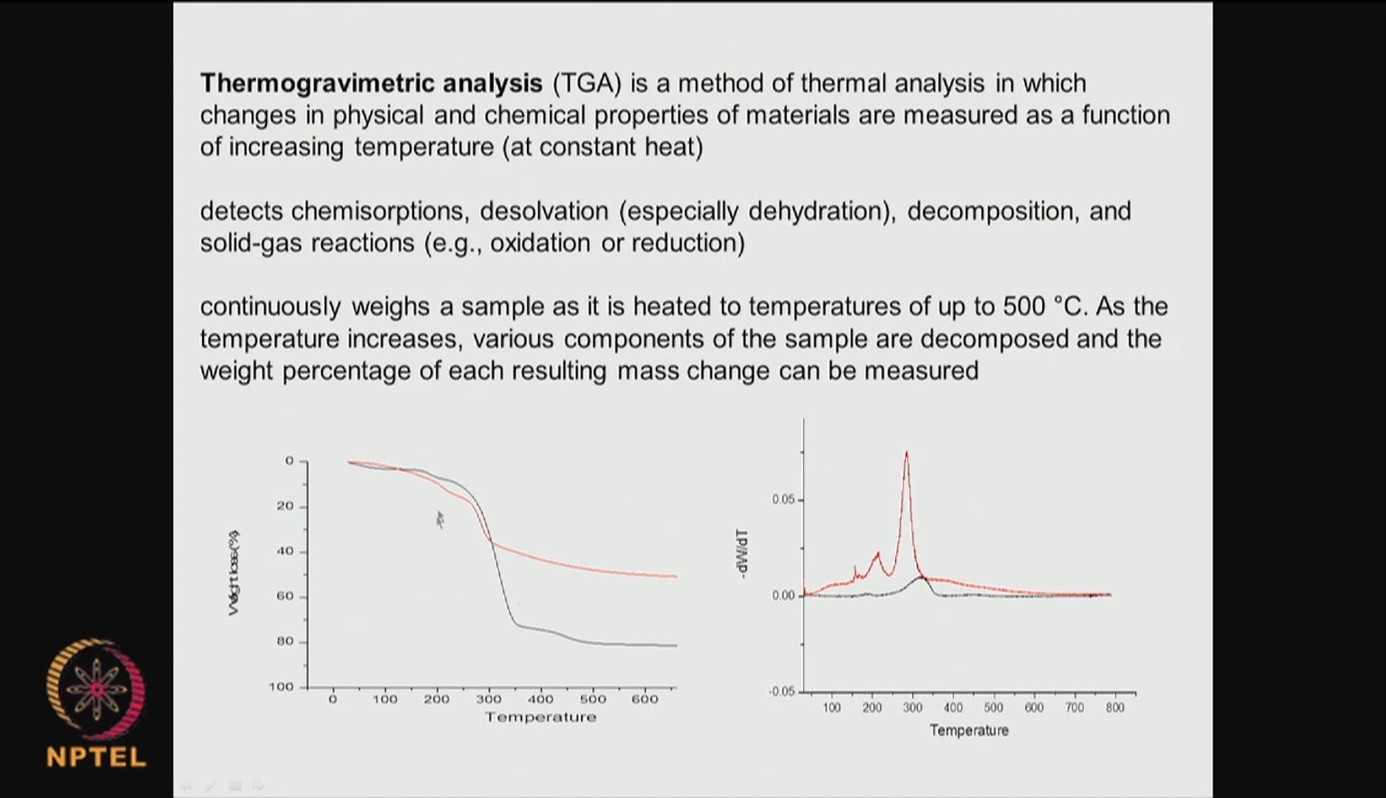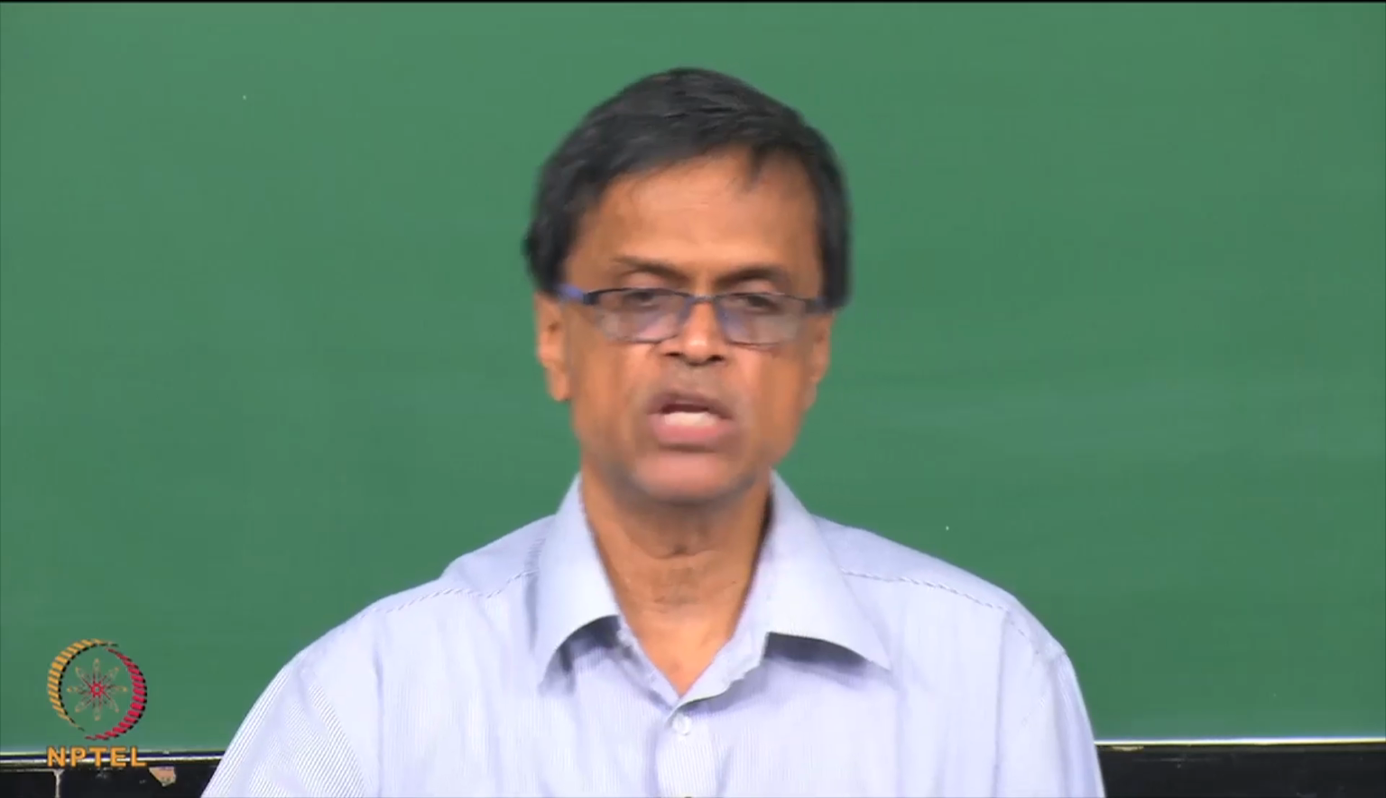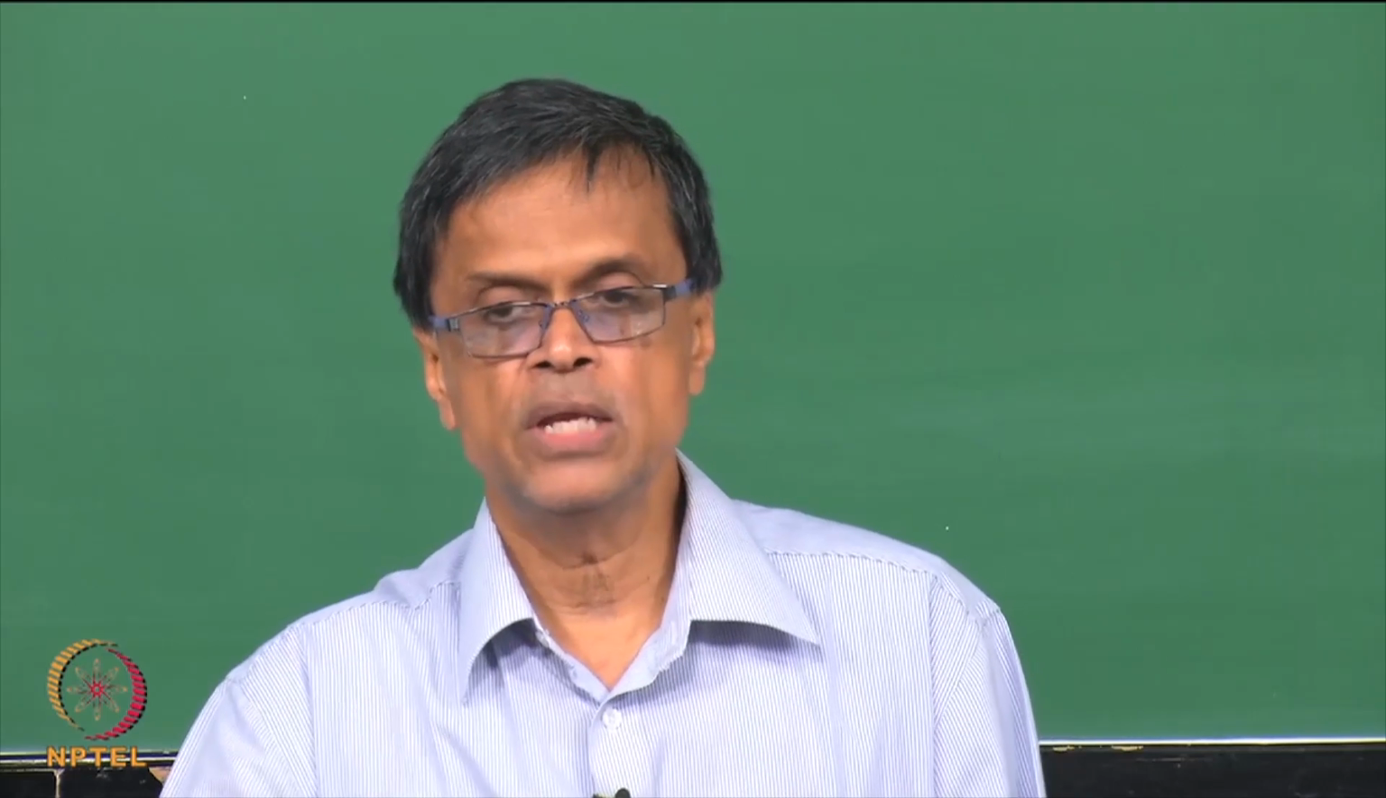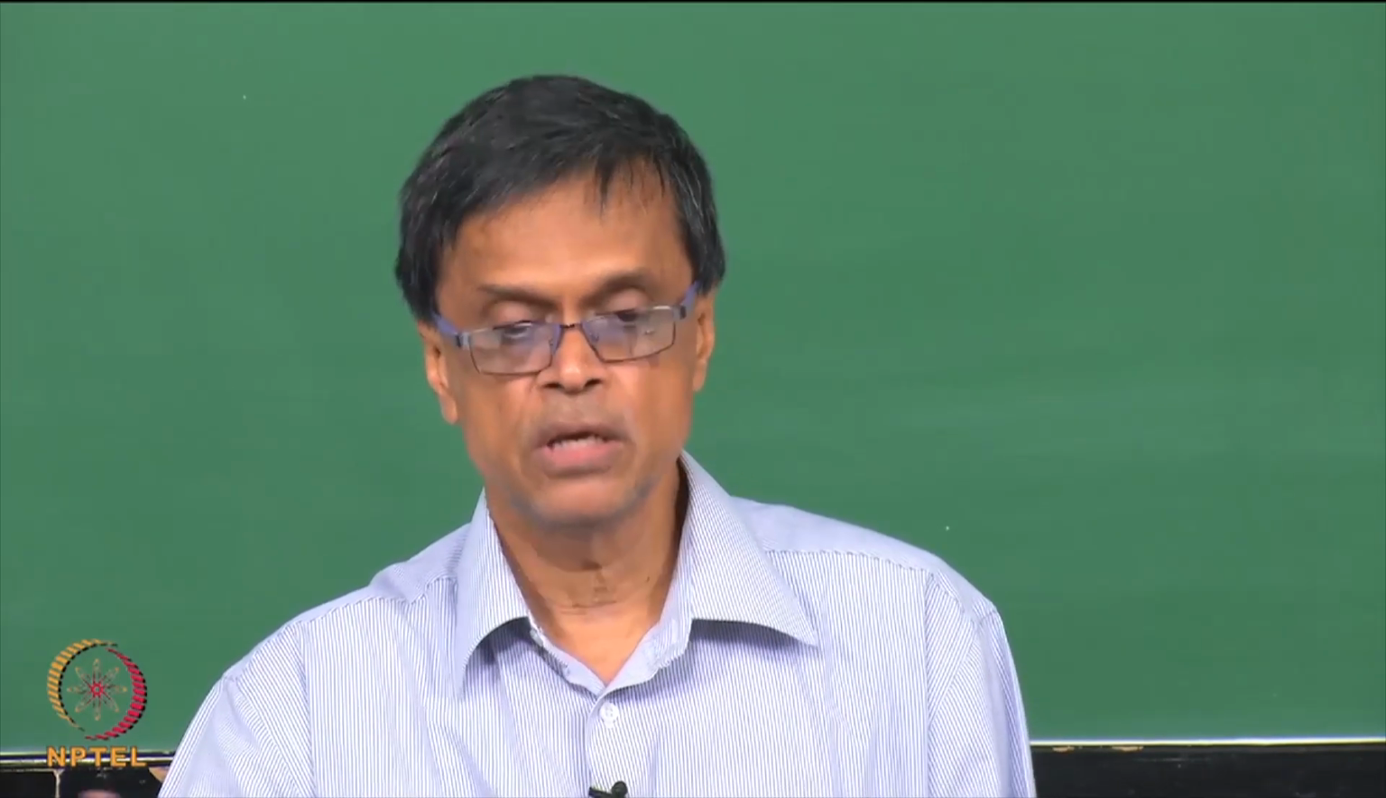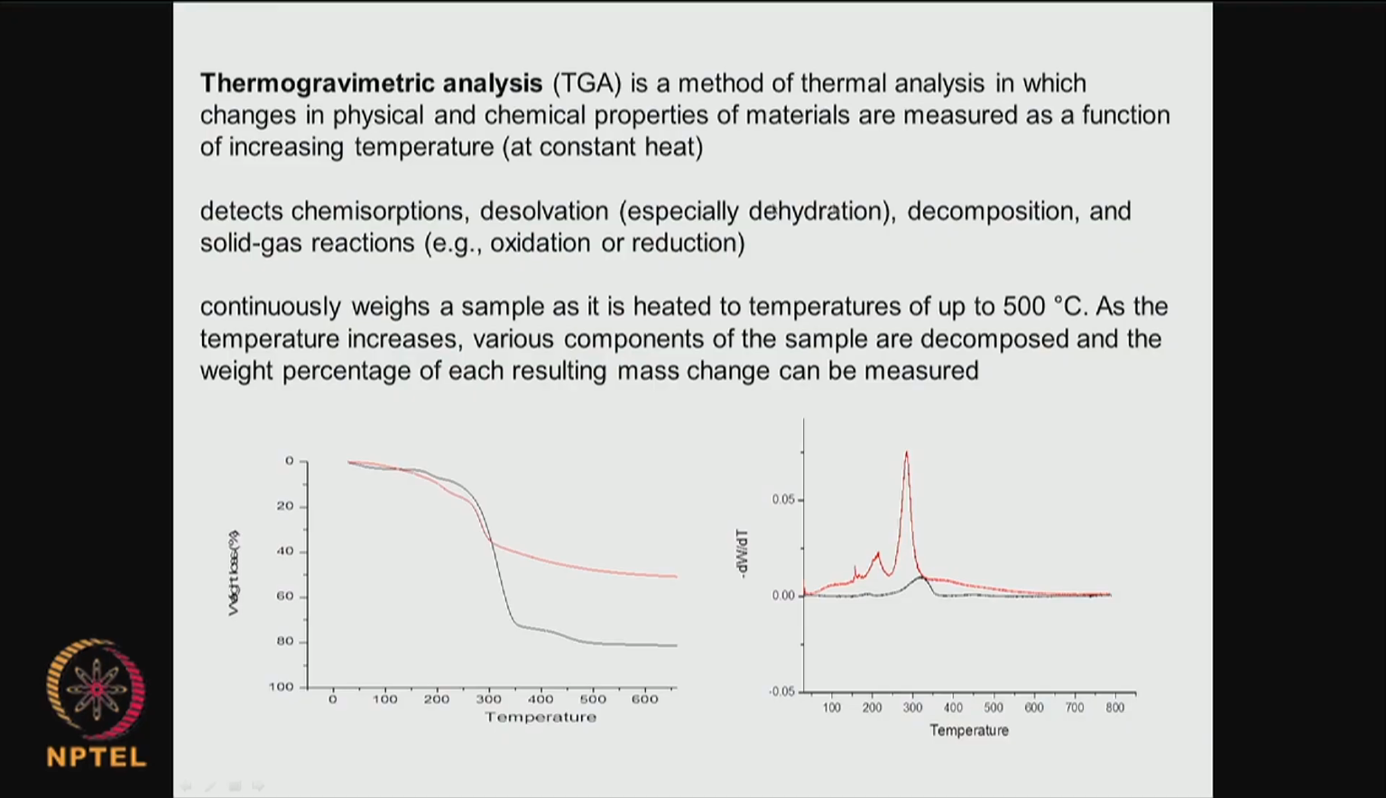Sometimes some polymers may have 2 temperatures at which weight loss may happen. Initially there could be loss of some hydroxyl groups which are easily removable, and there could be another, higher temperature, where it could be more difficult for it to lose its weight. So, we can detect chemisorption, desolvation, decomposition, and solid-gas reactions.